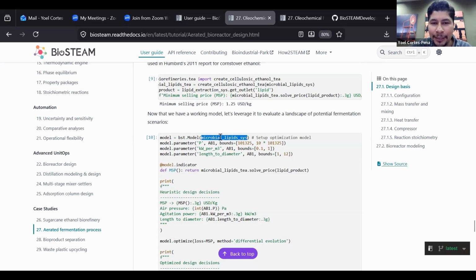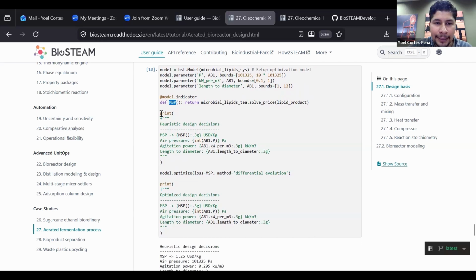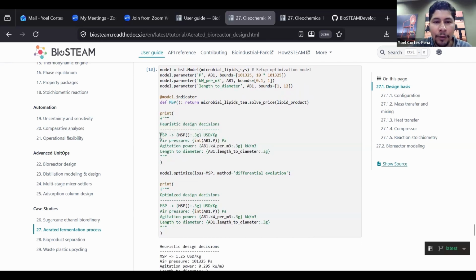You can pass your system to the model, define different parameters. So this is the pressure parameter of your aerobic bioreactor, the amount of power you're using for agitation, and the length to diameter ratio with the following bounds. You're defining your output indicator, in this case, the minimum selling price. And here we're just printing out, without any optimization, what is our minimum selling price and under what assumptions.